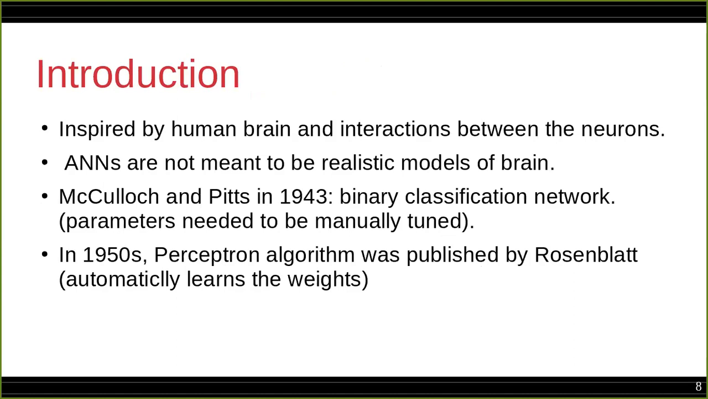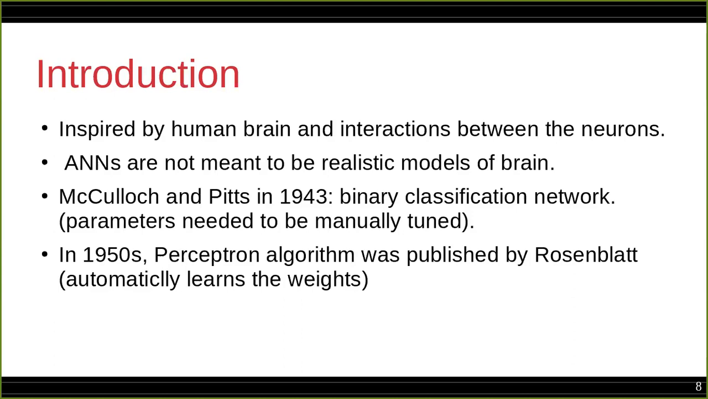Coming to the introduction of deep learning, since we are talking about artificial neural networks, they are inspired by the human brain and the interaction between the neurons. Here, the ANNs are not meant to be realistic models of the brain. Instead, they are just approximate models of the brain. They are just approximations.